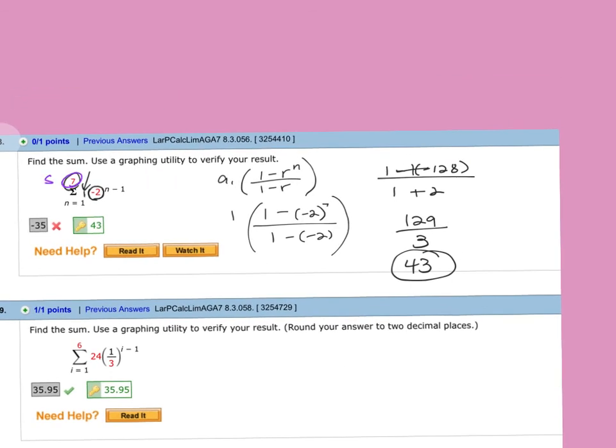5. Okay, so it would have been 1 minus -2 to the 5th over 1 minus -2. -2 to the 5th is -32. And then 1 plus 2, so this becomes plus, and that becomes 33 over 3, which should have been 11. I missed the negative sign. Yeah, it's always the negatives.